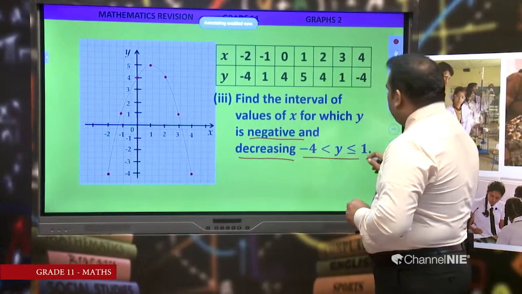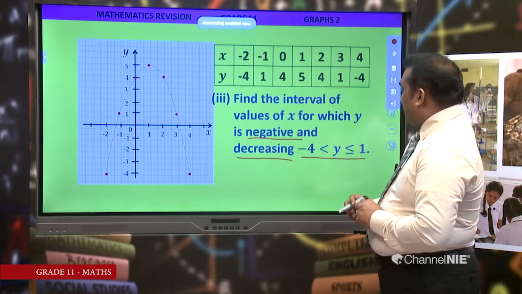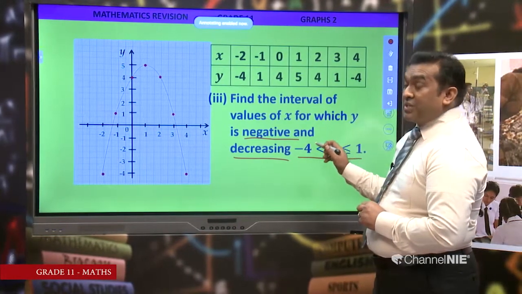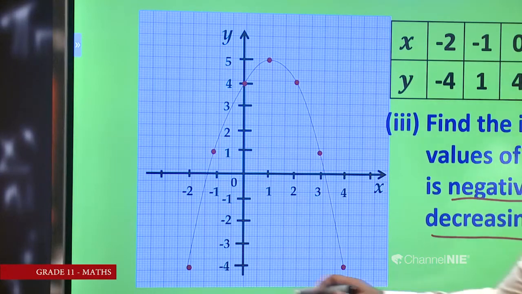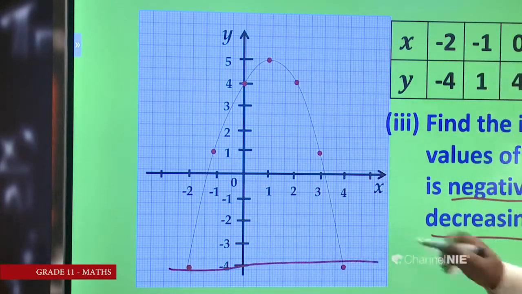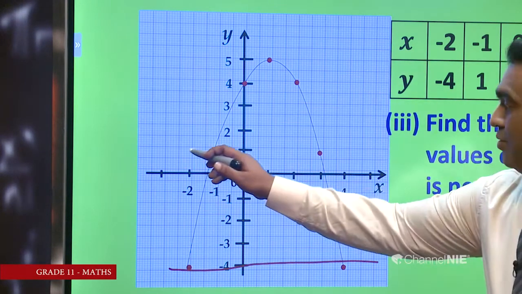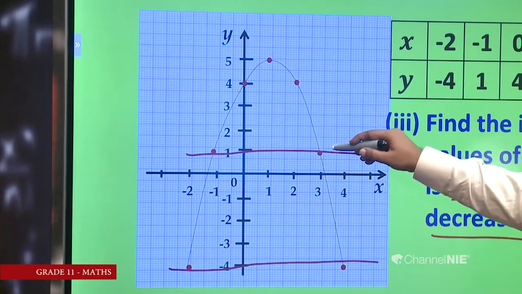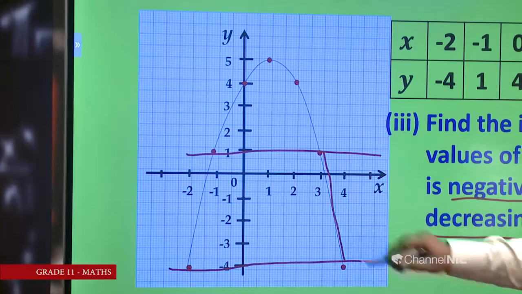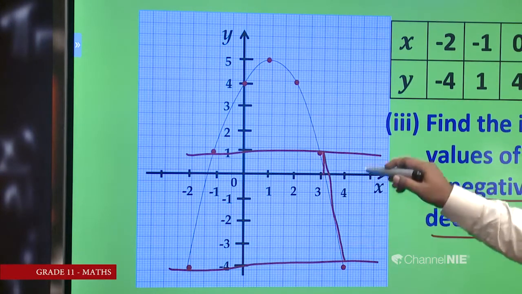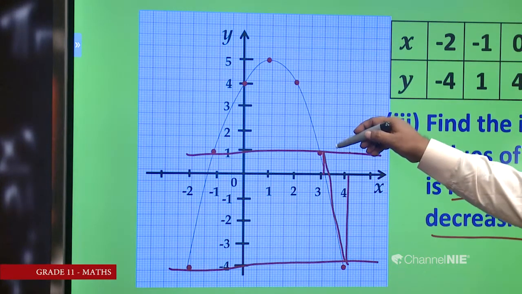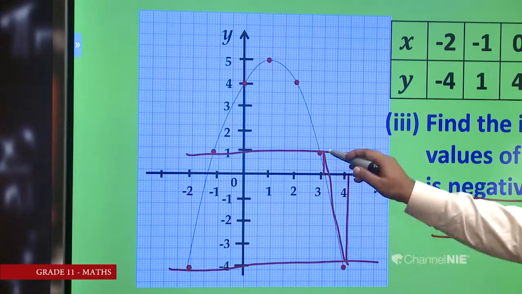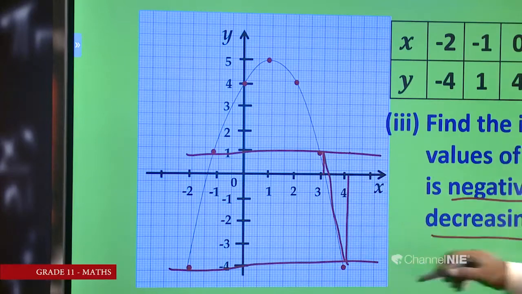There is a range: y greater than minus 4 and less than or equal to 1. Greater than means this line. Therefore, you have to consider this range, this one. Now you can see that here 3, here 4. Between 3 and 4, y is negative, and in this part it is decreasing. y is decreasing in this range.